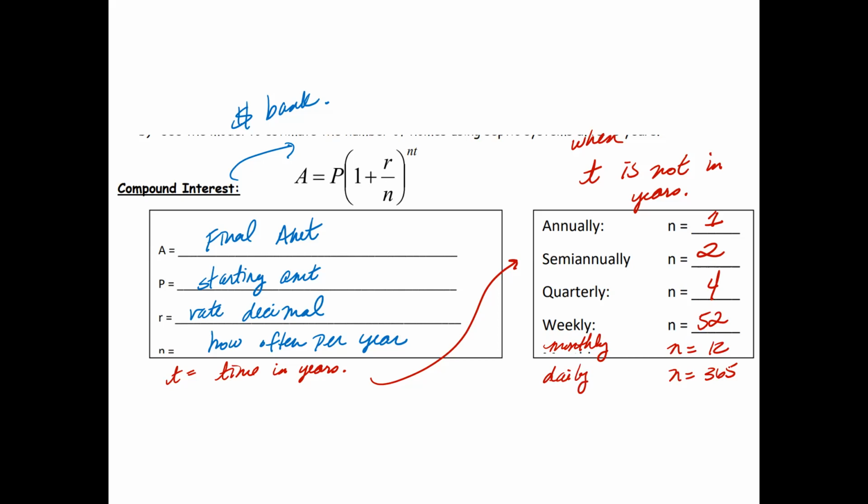Oh, final amount. You're welcome. So final amount is how much money do you get back after so many years you put in the bank? P is your starting amount. That's how much money you put in the bank initially.